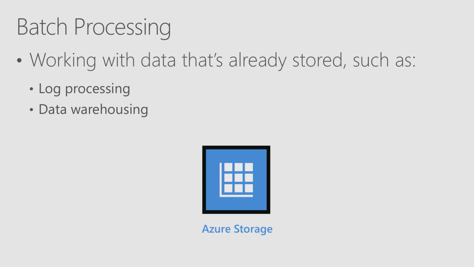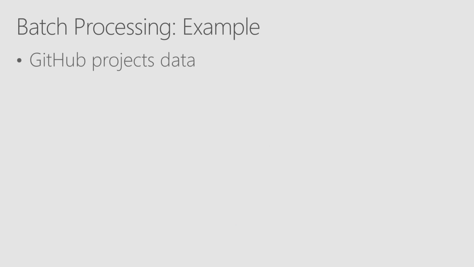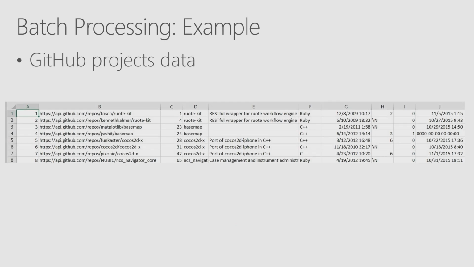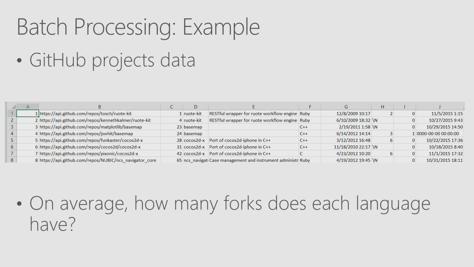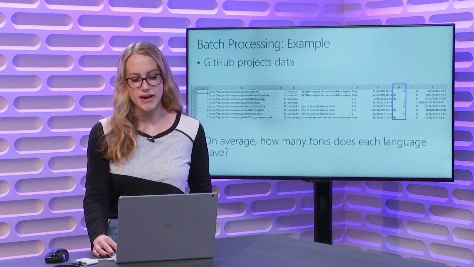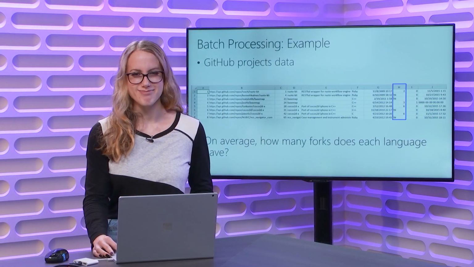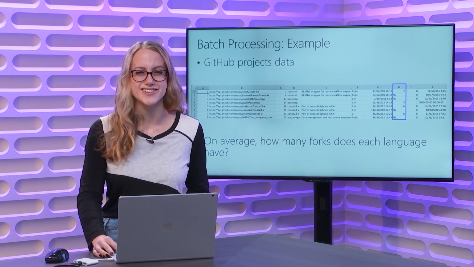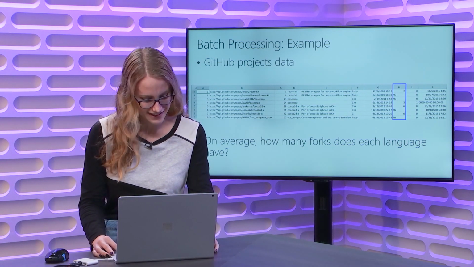So in the example that we're going to be looking at today, we're going to take a look at some GitHub projects data. So you can see here in the snippet of that data that our projects data includes the URL of our projects, the author, a description, what language it is, things like that. And we want to know, on average, how many forks does each language have? And the number of times each project has been forked is represented by that column H there. So let's go ahead and take a look at our first coding example with .NET for Apache Spark.